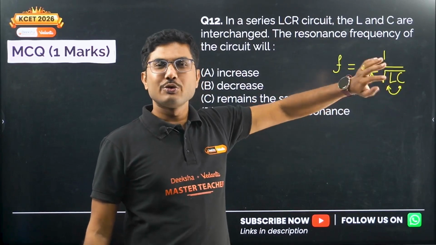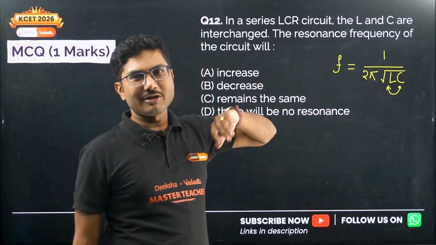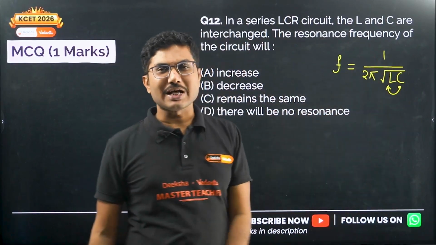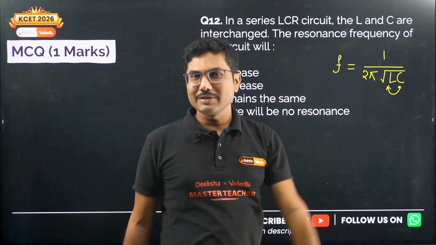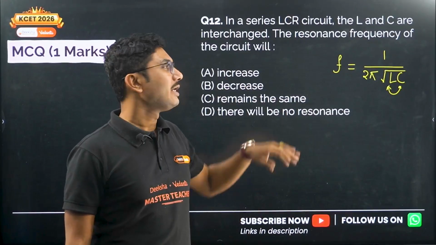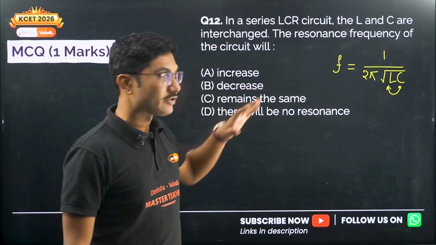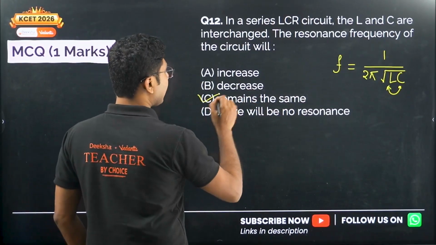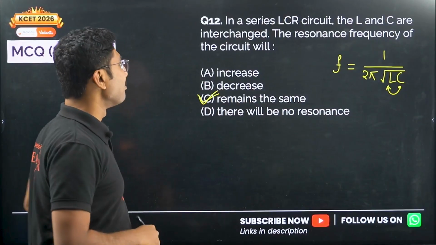3 twos are 6, 2 threes are 6. So it does not matter if you interchange their positions, as long as the formula is valid. So as long as L and C are connected in the circuit, the resonance frequency will remain the same. So the correct answer is remains same.